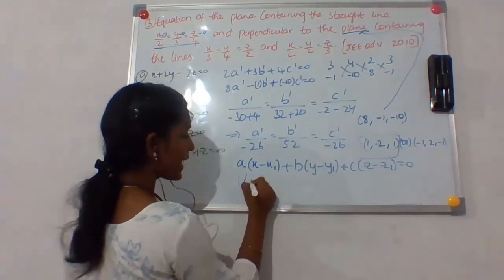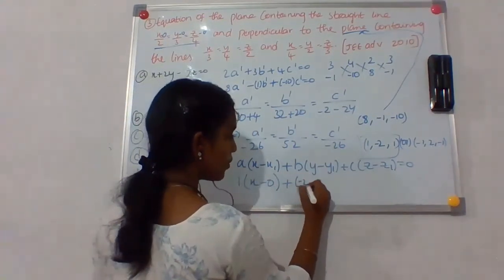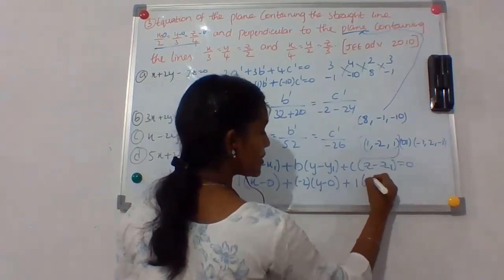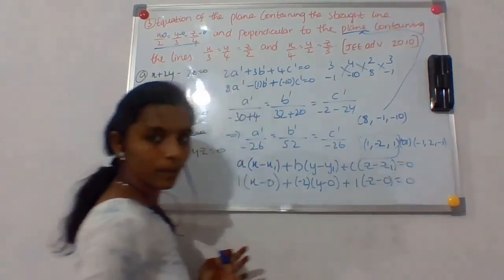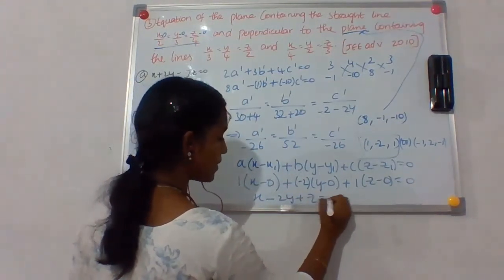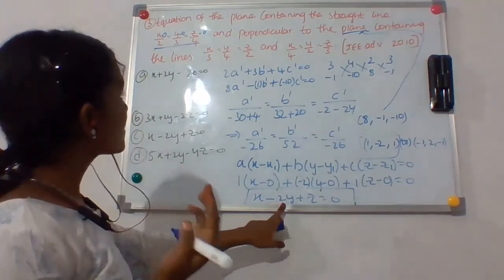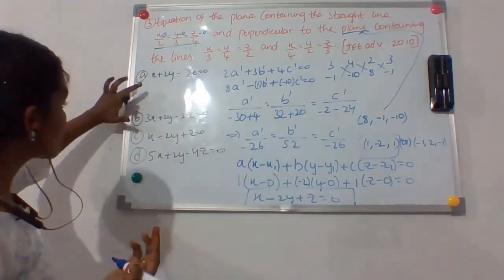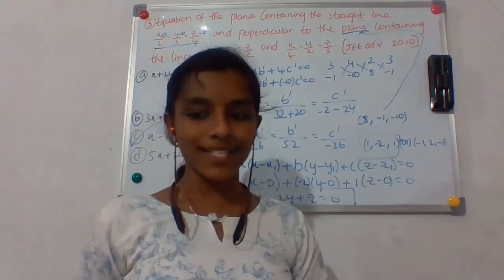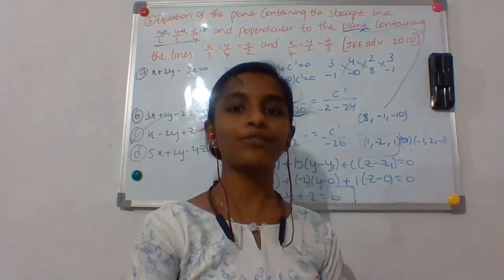So 1 into x minus 0 plus minus 2 into y minus 0 plus 1 into z minus 0 is equal to 0. Okay, so I get x minus 2y plus z is equal to 0. This is the equation of the required plane. Now where's that option? x minus 2y plus z equals 0. It is option C. So that is the correct answer. Option C. Okay. So now let us move on to problem number 4.